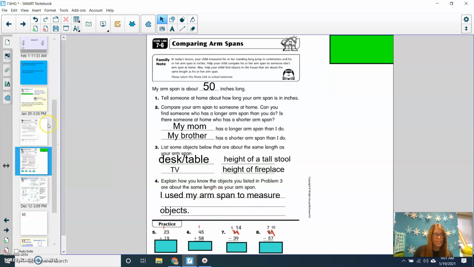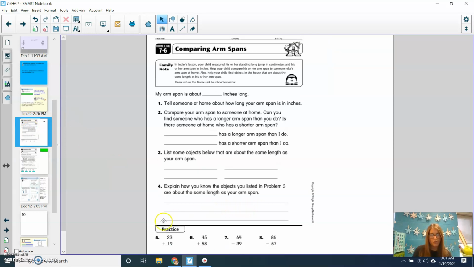Second graders, for the last part of the lesson, I'm just going to click over to this part. We have 2 addition problems, 23 plus 19 and 45 plus 58, and then we have 2 subtraction problems, 64 minus 39 and 86 minus 57. Could you press pause, solve problems 5, 6, 7, and 8, and then press play when you're ready to check.